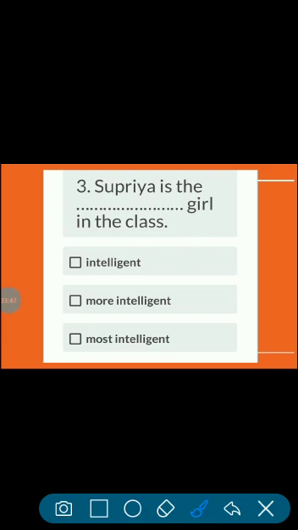Supriya is the dash girl in the class. Intelligent, more intelligent, most intelligent. What do you think? Yes, you're right. It's most intelligent. Why the most intelligent? Because we are comparing Supriya to the whole class. 30, 40, 50, 60 students can be in a class. So, Supriya is the most intelligent girl in the class.